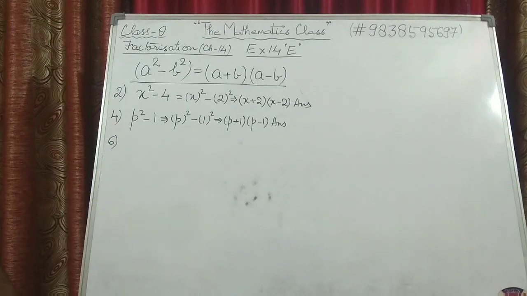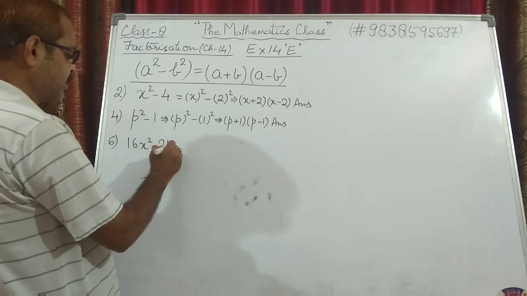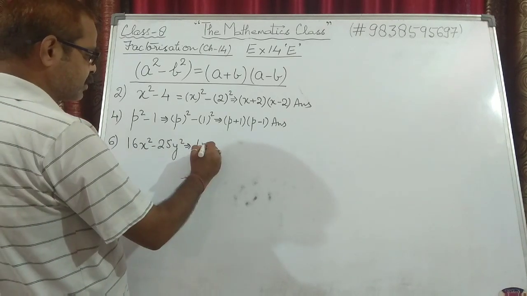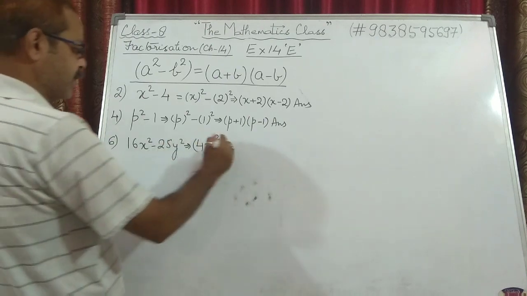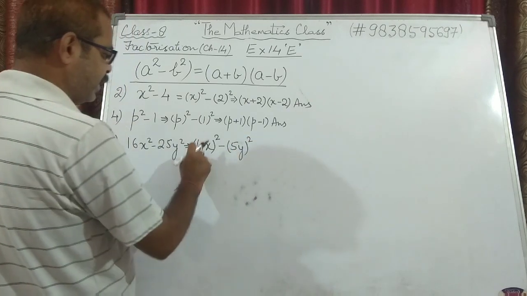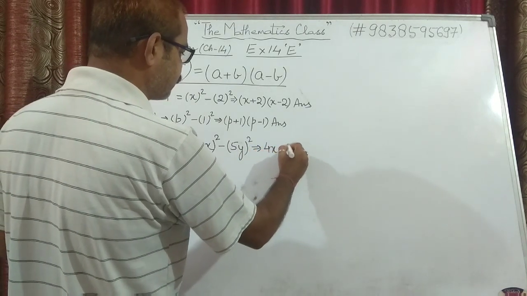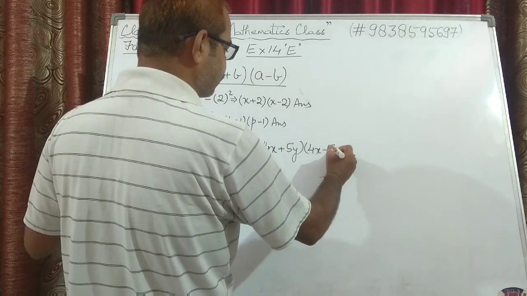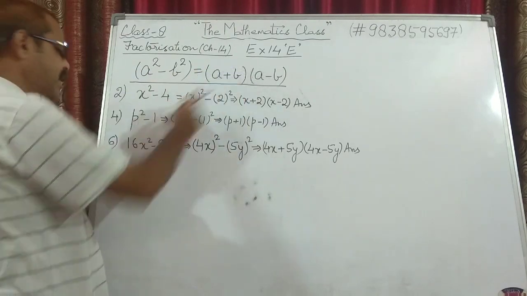Now the sixth question. The sixth question is 16x square minus 25y square. 16 is the square of 4 and x square is the square of x, so 16x square can be written as (4x) whole square. Then the minus sign, and 25 is 5 square and y square is y square, so it can be written as (5y) whole square. A square minus b square is (a plus b) and (a minus b). a is 4x, b is 5y, so (4x plus 5y) and (4x minus 5y). So always remember, we can write a square minus b square as (a plus b) and (a minus b).